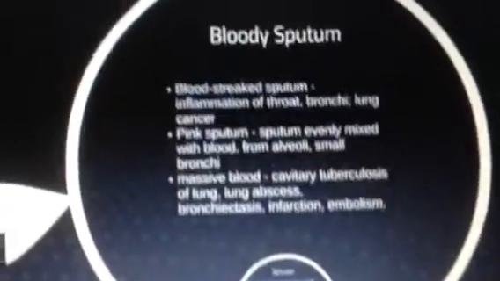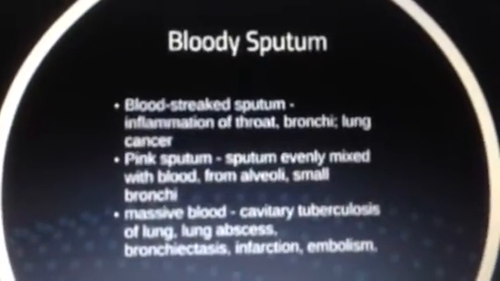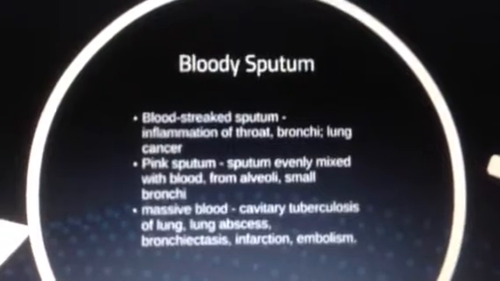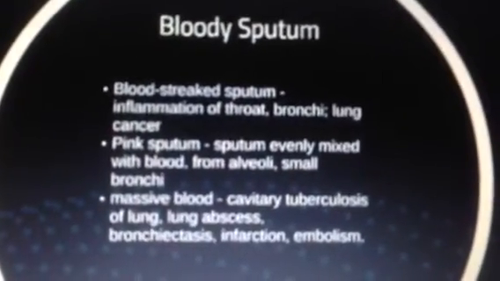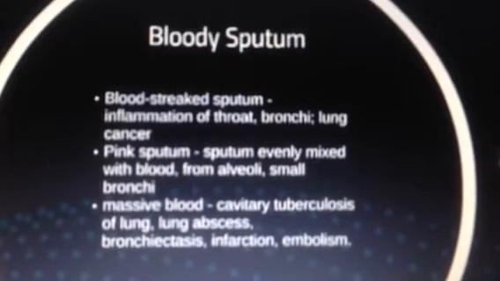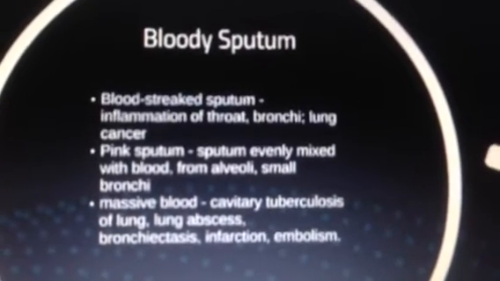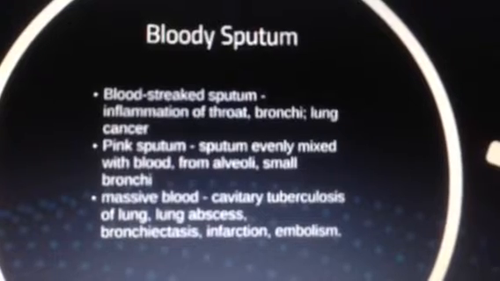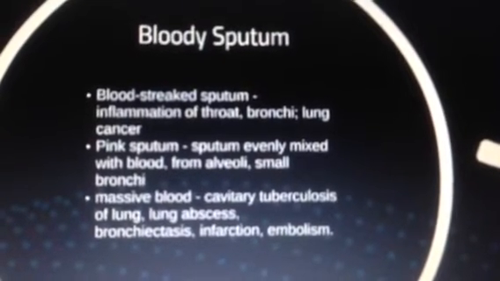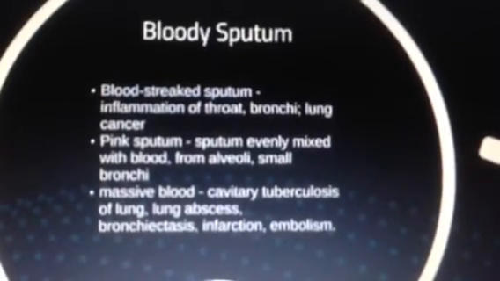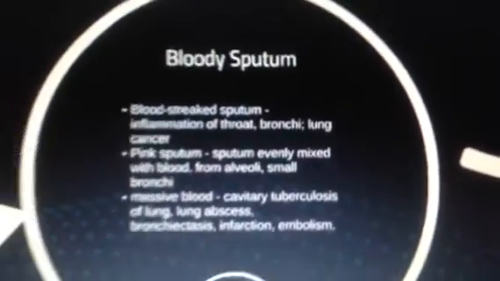Until now we have covered bloody sputum. Bloody sputum is blood-streaked sputum, which can indicate inflammation of the throat or bronchi, or lung cancer. Pink sputum is an indication of sputum heavily mixed with blood from the alveoli and small bronchi. Massive blood is an indication of cavitary tuberculosis of the lung, lung abscess, bronchiectasis, infarction, and embolism.